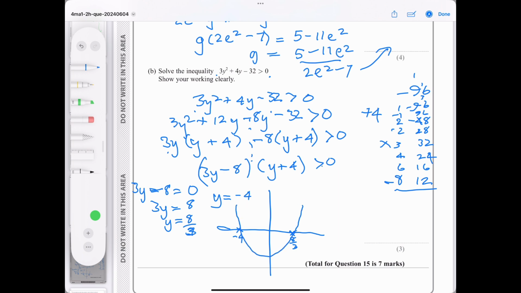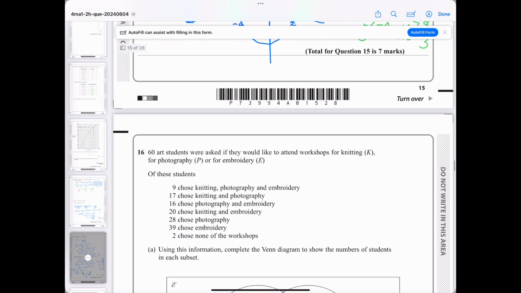Both these things have got to be greater than 0, so it's this bit here where it's right, this bit and this bit. So we know that y has got to be less than minus 4 for this to be true, and y has got to be greater than 8 over 3. And that's the answer.